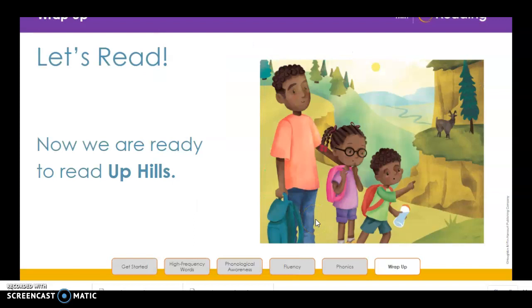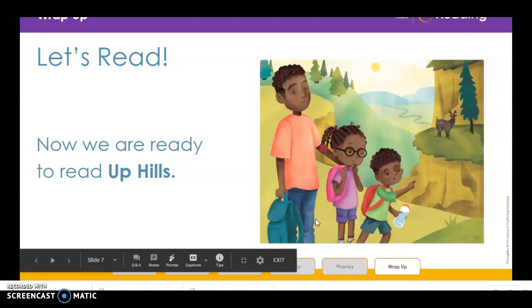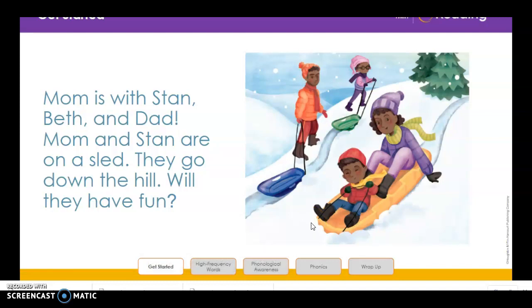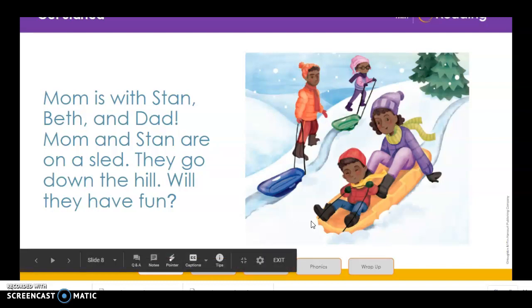Now you're ready to read about Beth, Stan, and Dad in a story called Up Hills. You will also read another story about Stan, Beth, and Dad. Mom is with Stan, Beth, and Dad. Mom and Stan are on a sled. They go down the hill. Will they have fun? We will use all the new words and skills we've learned to read about what these characters do.